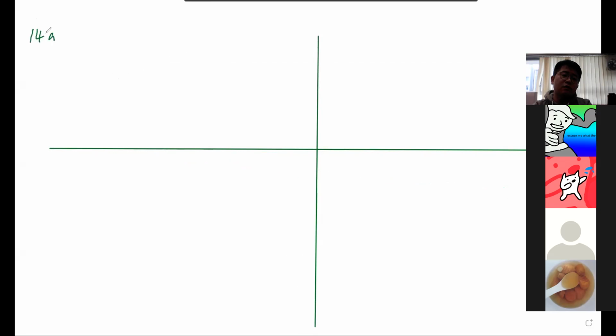14A, 14B, 14C, and 14D. Okay, just show me answers there. Now, first of all, I look for what? Observation and equations. Well, for the equations, you need to write the chemical equations. Okay, anyone who can help? Now do it now. Question 14A.